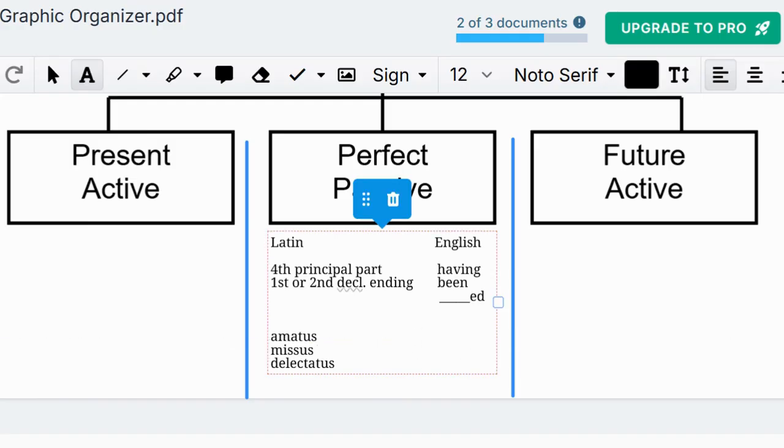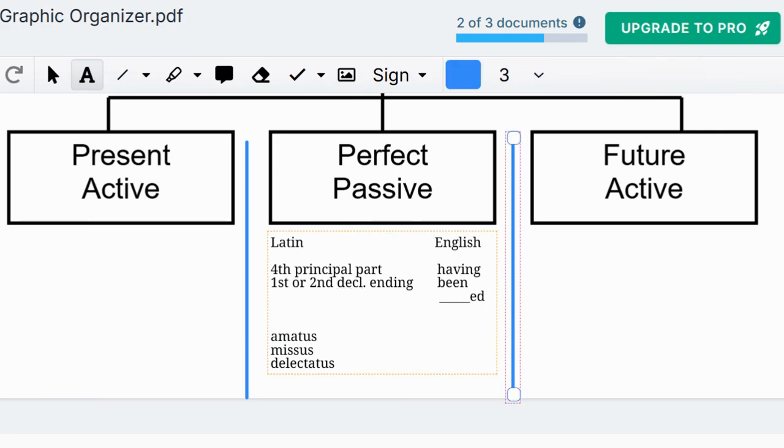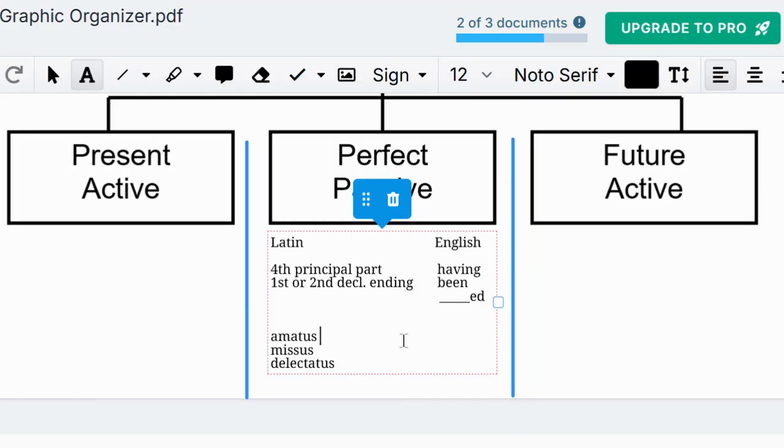So if I'm translating this, I could say for amatus, having been loved. Missus is having been sent.